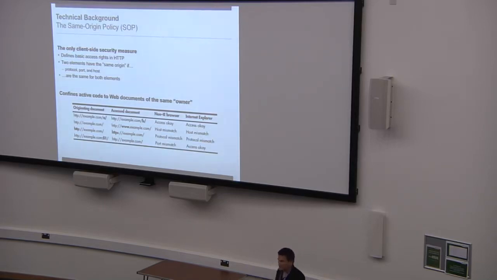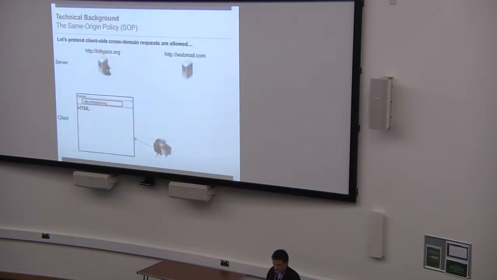And this also holds for different protocols and different ports. And this is the main security policy that we have, and this prevents an attacker from sending HTTP requests to another website and reading the response. So, preventing evil.com from accessing your private Facebook messages at facebook.com. And now I would like to have a look at the case where we do not have a same origin policy.